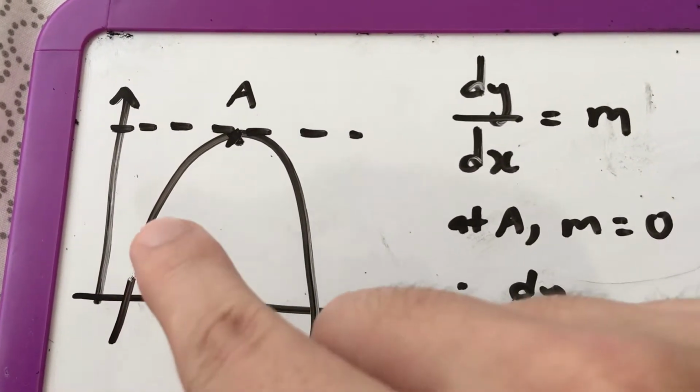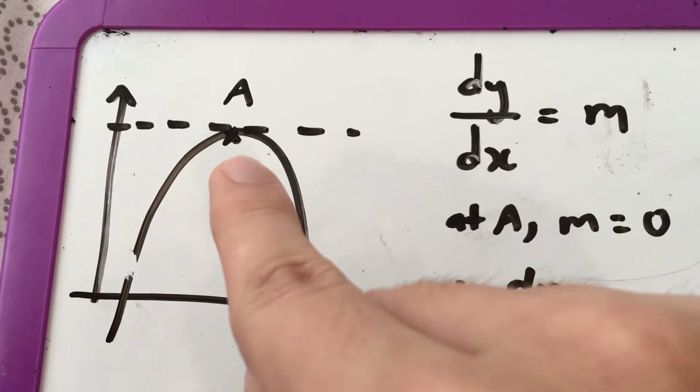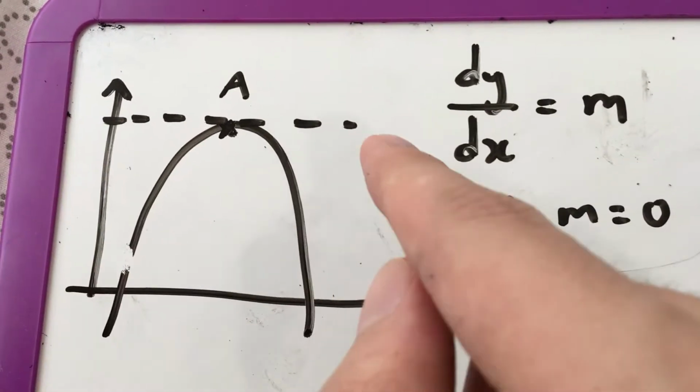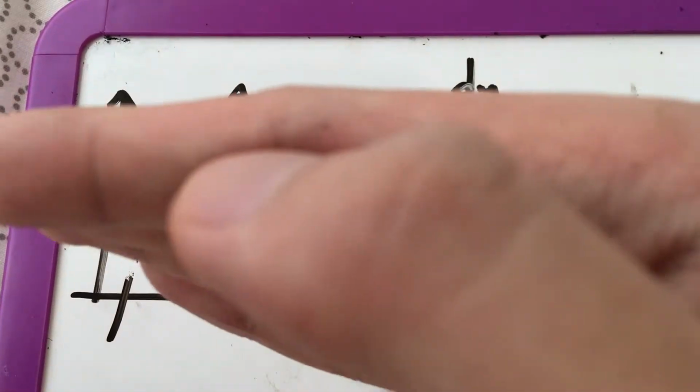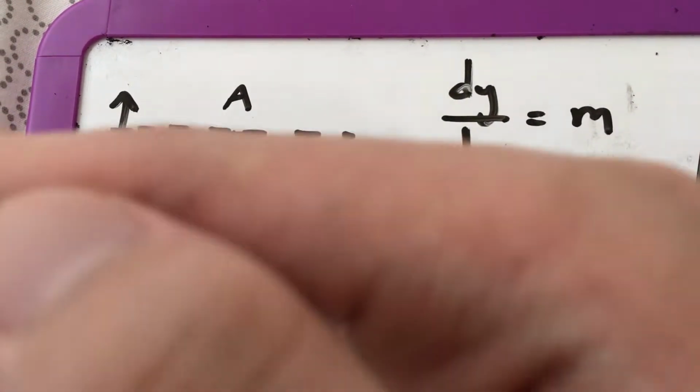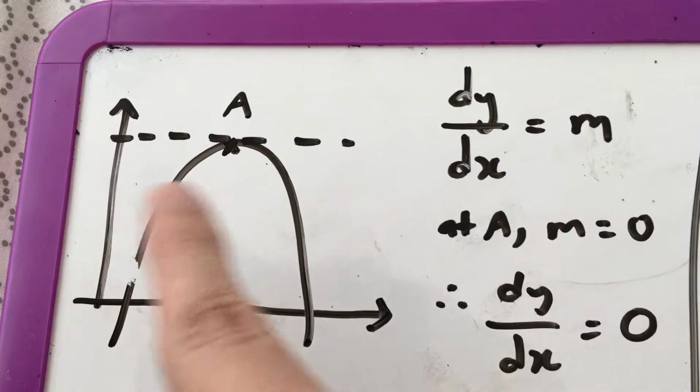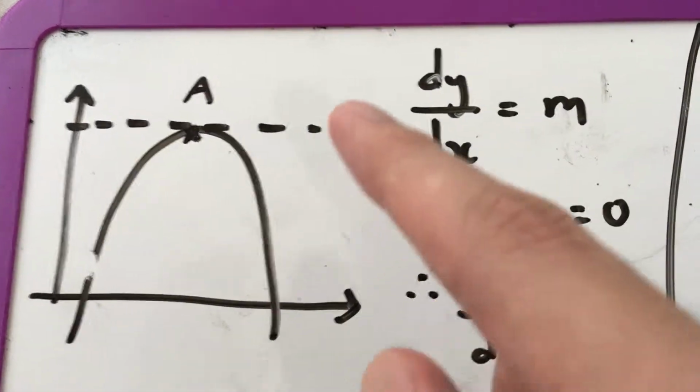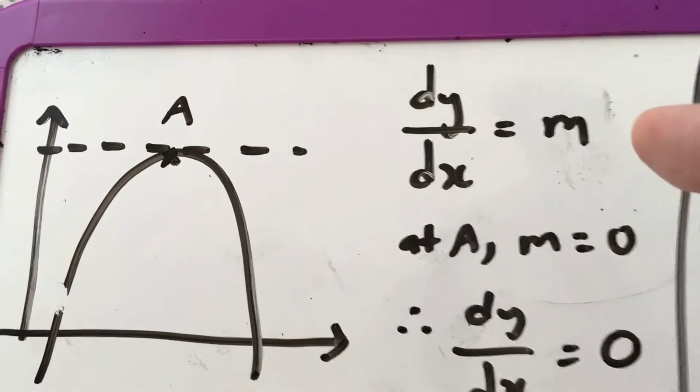And if you go up, the gradient keeps decreasing, and at that point the gradient is 0, because it's parallel to the x-axis. That's where the gradient is 0. The slope of it is nothing. There's no slope. And as you know, dy dx is the gradient.